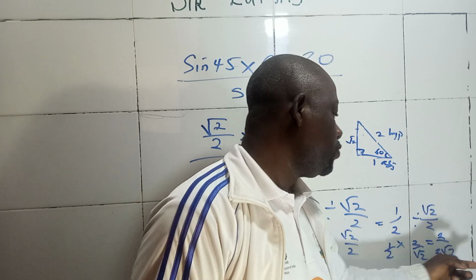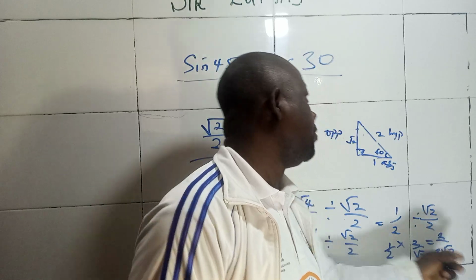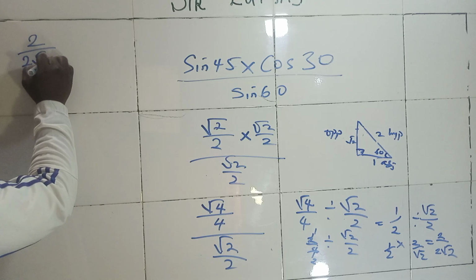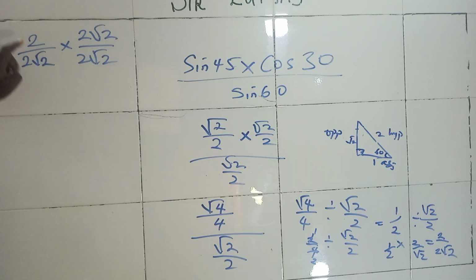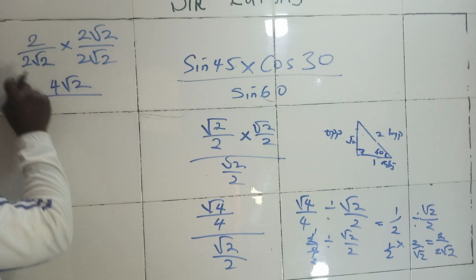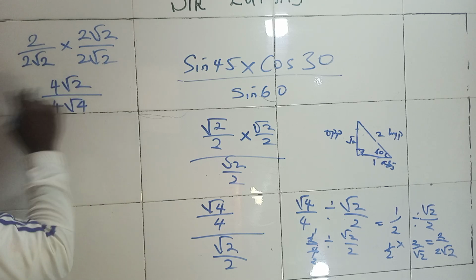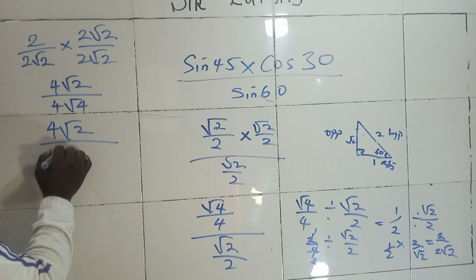After you rationalize it, you multiply by the denominator. Both the numerator and denominator will multiply by the denominator. If you do that, you are going to have 2 all over 2 root 2 times 2 root 2 all over 2 root 2. So you expand. 2 times 2, from the way I taught us: number multiply coefficients, alphabet multiply alphabet, power multiply power. So you have 4 root 2 all over 2 times 2, which is 4. That's root 4. Then we now have 4 root 2 all over 2, 4.